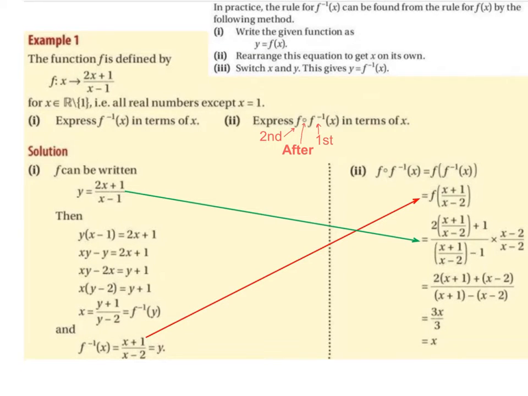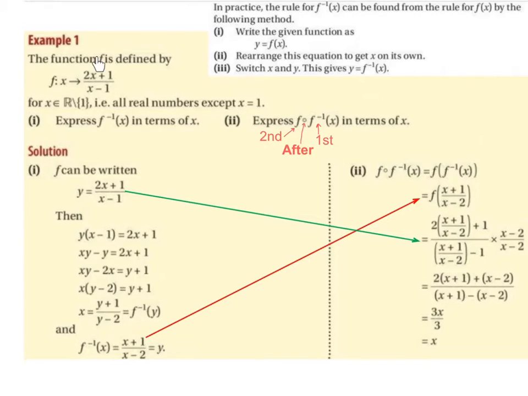So this is a composite function, and we have to apply the inverse function first, and then we apply the function second, the original function second, which was 2x plus 1 over x minus 1. So it's going to be f after the inverse function of x. So what we do is we swap this for the inverse function, x plus 1 over x minus 2, which is what we got here. So that comes inside here. And then we substitute that into the original function. So we substitute that into f, because f comes second.